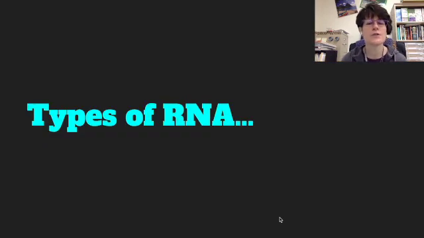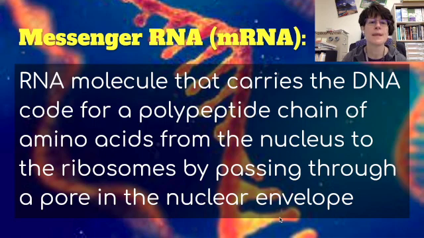So I want to first talk about the types of RNA because these are crucial for protein synthesis. The first type of RNA is messenger RNA, or shortened to mRNA. This is an RNA molecule that carries the DNA code for a polypeptide chain of amino acids from the nucleus to the ribosomes by passing through a pore in the nuclear envelope.